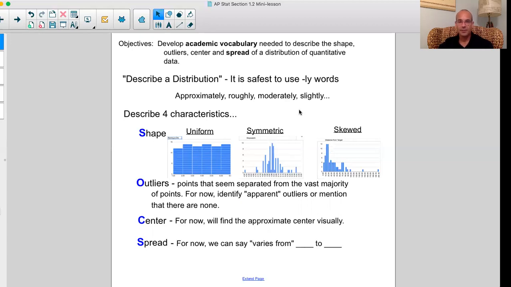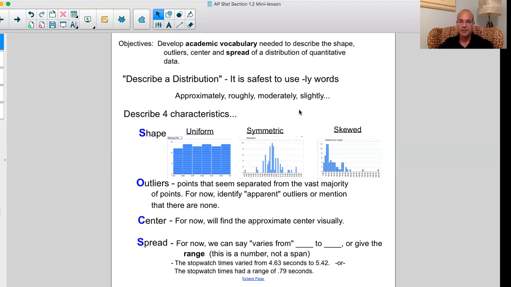And for spread, there are 2 ways we're going to phrase that for now. We're either going to say it varies from blank to blank, giving the low and the high values, or we might give the range. And the range is not the same thing as a span. An example would be: the stopwatch times varied from 4.63 seconds to 5.42. That's a good way to describe the spread. And you could use that same information to say it differently: the stopwatch times had a range of 0.79 seconds, which is the difference between these two numbers. So those are your choices on how to describe the spread.